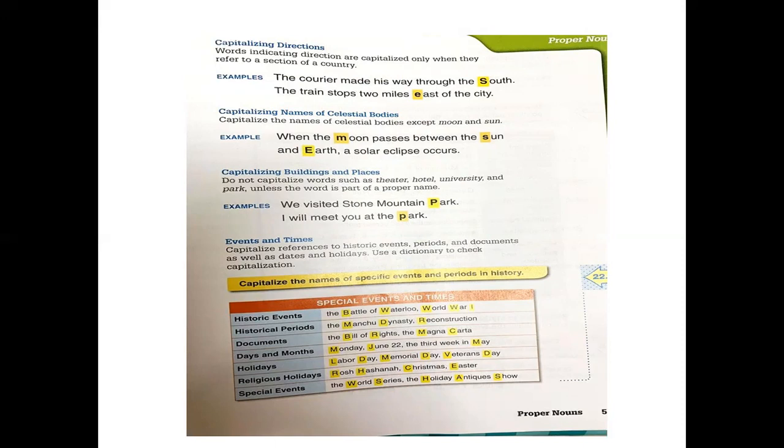And in the last part, as you can see here, capitalize the names of specific events and periods in history. So all the events and periods in history will be capitalized. For example, the Battle of Waterloo, World War I, and the days and months like Monday, all the days will be capitalized. Holidays are always capitalized. Special events are capitalized, like Thanksgiving Day, like Eid, like Ramadan. Documents like the Bill of Rights, the Magna Carta, and days and months also.